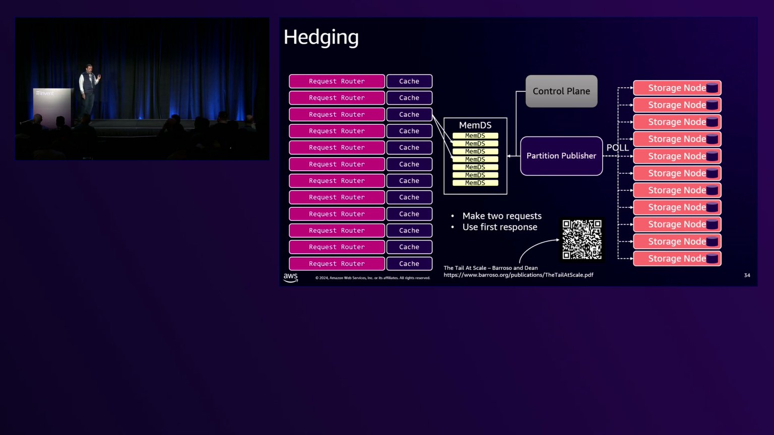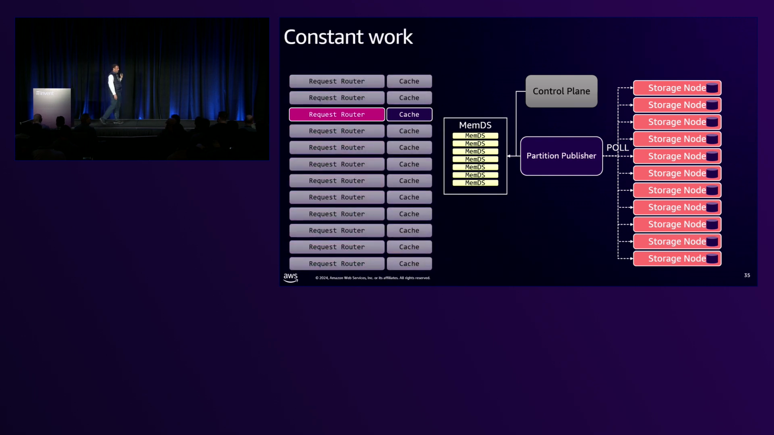All right. Another thing we want to do, and this is a pattern we use in many, many places in DynamoDB, is constant work. You want your system to always be running in the same steady state, or as close to the steady state as possible. Consider the case of a cache system. So I highlighted a request router in a cache. Let's assume this cache has got a very good cache hit ratio.